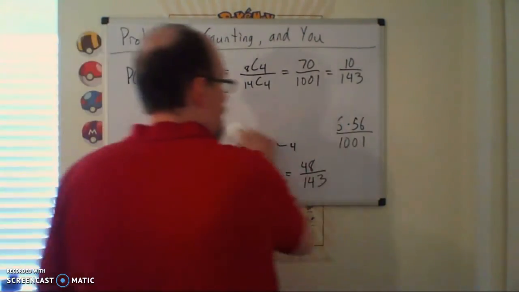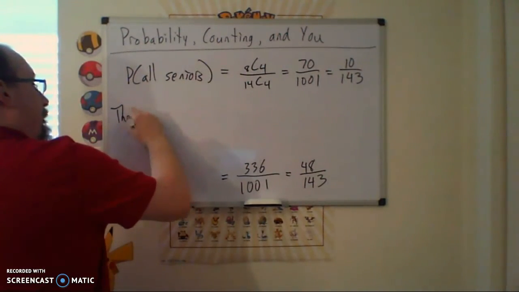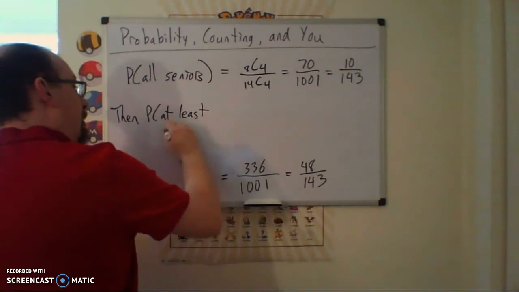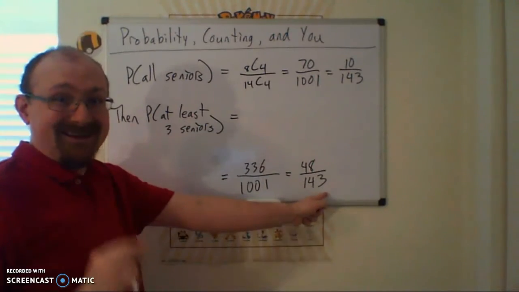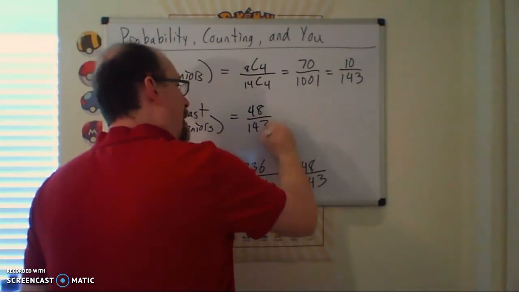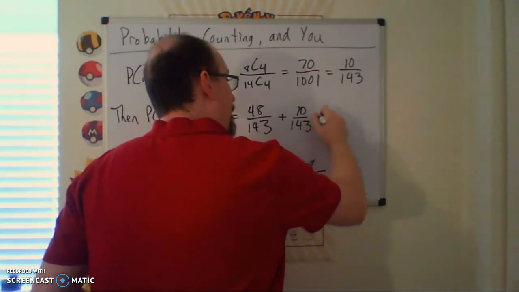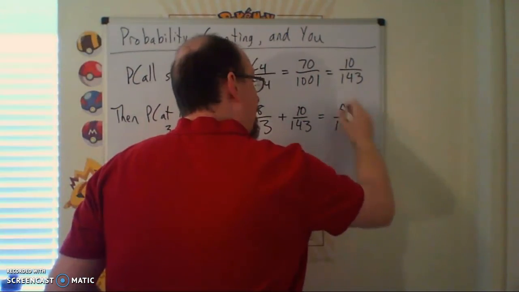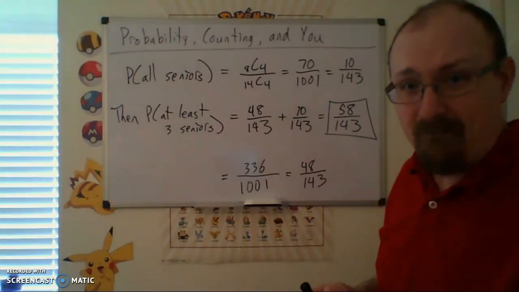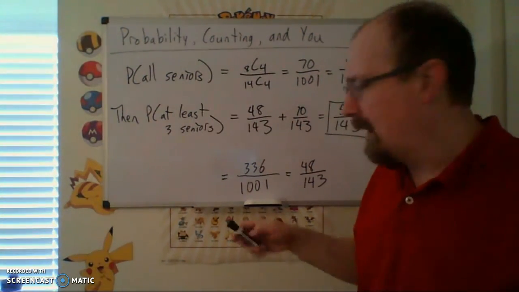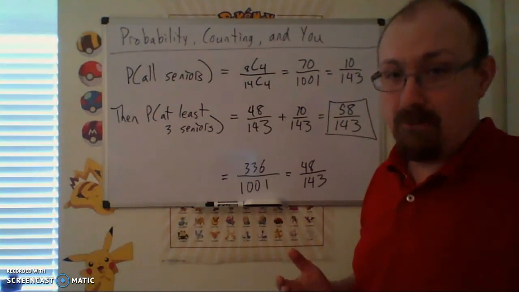So now I'm going to leave that 48 over 143 down there where we can see it. So we take this guy that we got for exactly 3, add him to this guy that everybody is a senior in our group. And we have the total probability of 58 over 143, or the appropriate decimal if you went that route, that we pick out a group that has at least 3 seniors. So keep that in mind.